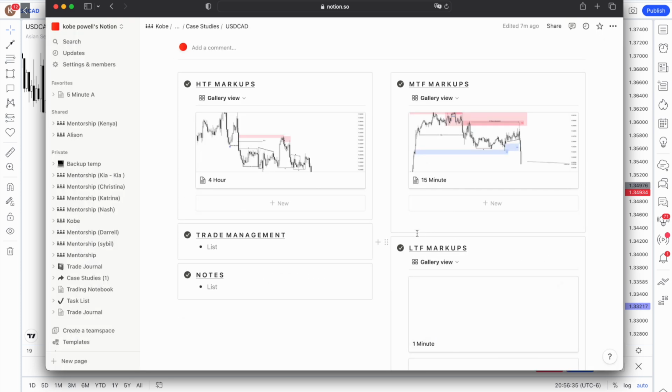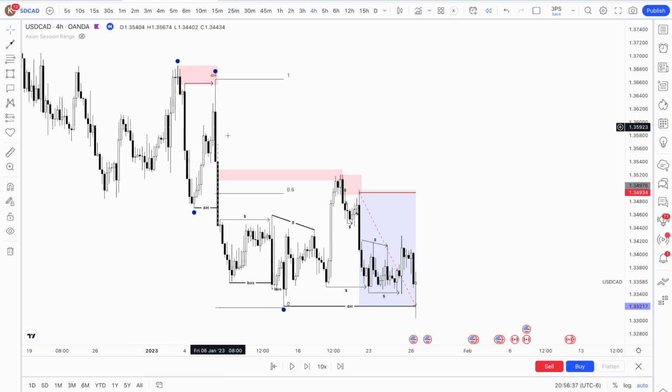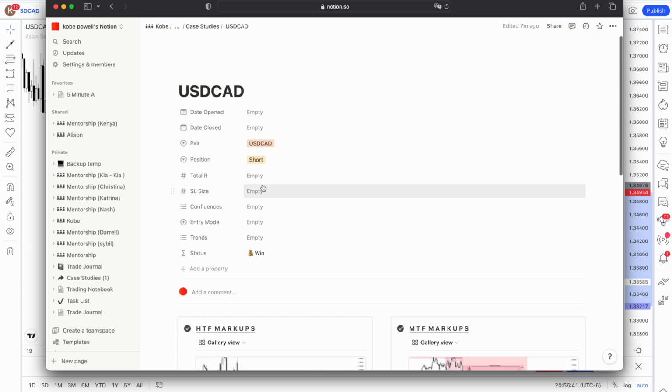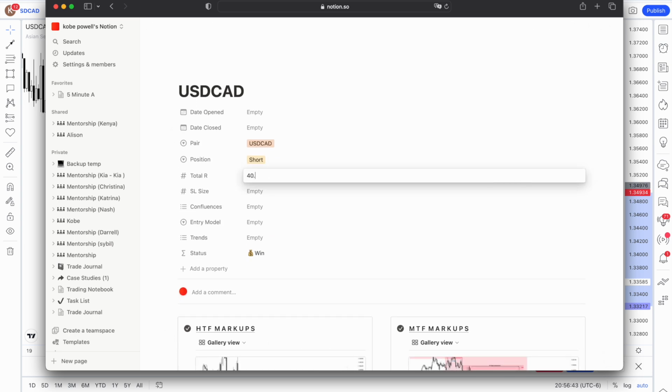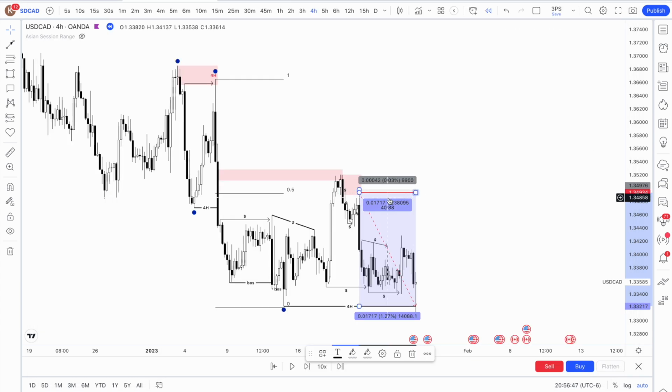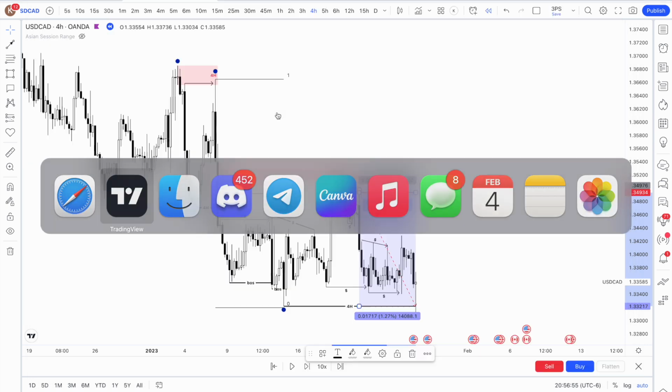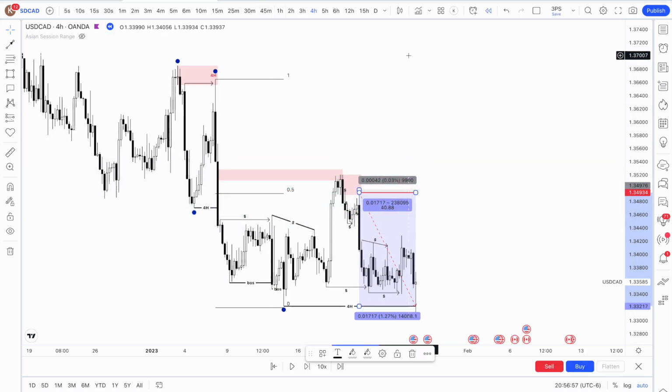Okay, cool. So first thing we see from the 4 hour: our total risk reward on this was 40.88. And obviously we have partials taken, so the actual risk reward takeaway will be a little bit less. But for means of just marking it out, I don't necessarily mind that. If that is something you choose to change, obviously feel free to do so.